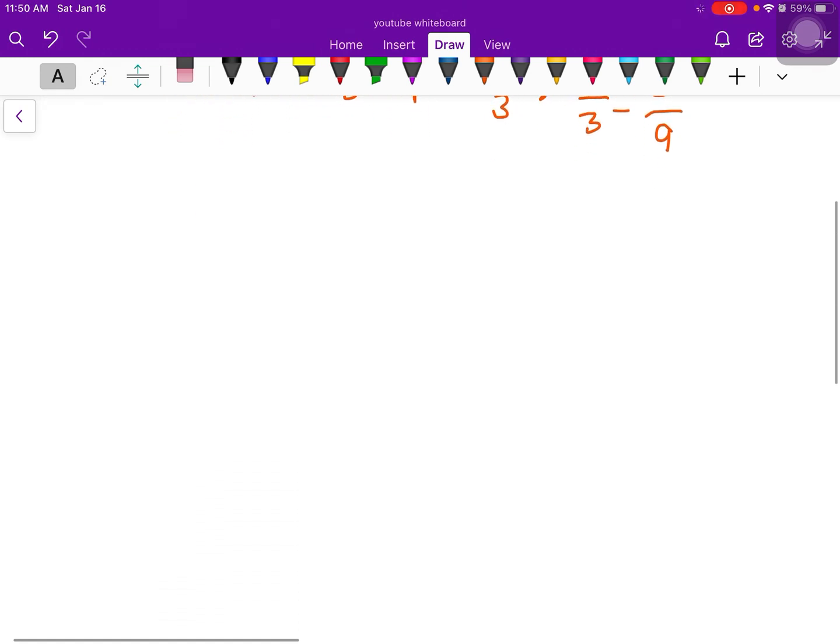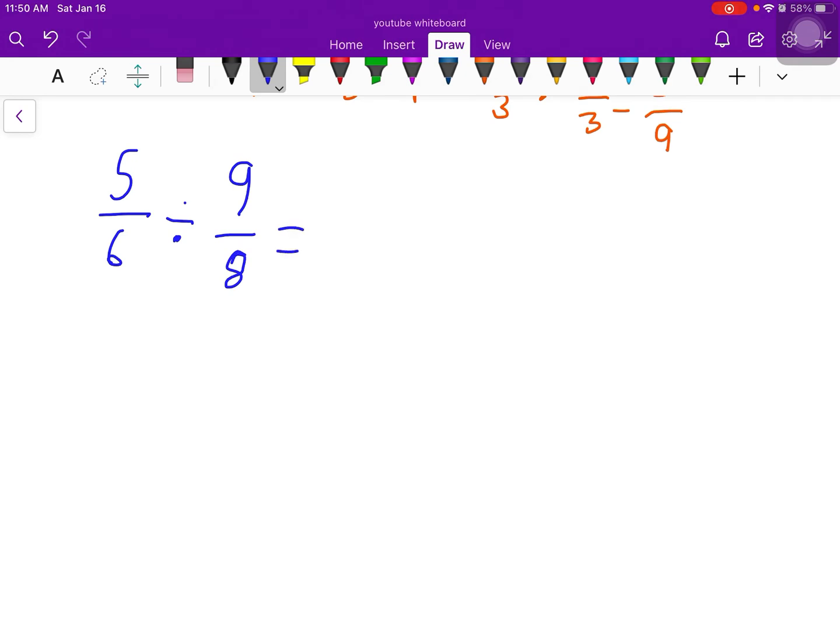Let's scroll down and make another example. Let's say we have 5/6 divided by 9/8, right? So we're gonna do the KCF thing again. We're gonna keep the first one, change the division sign to multiplication, and flip the second fraction. So we would get 8/9. So that's what we would get.